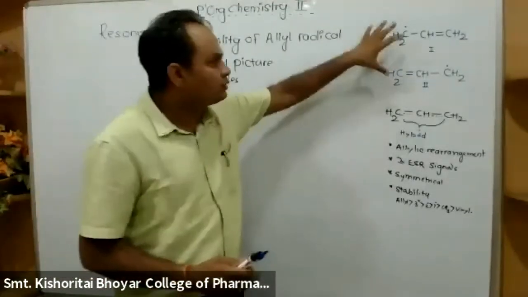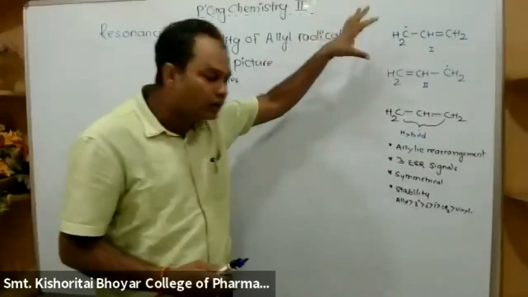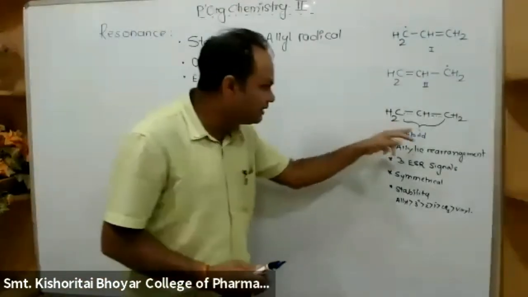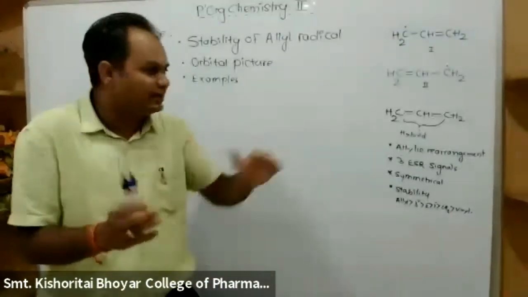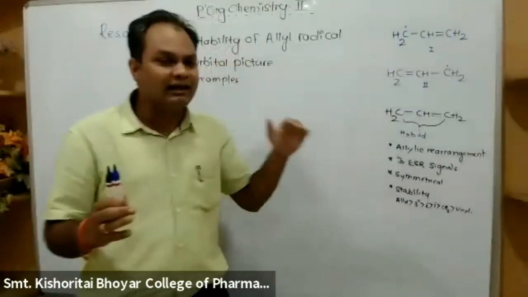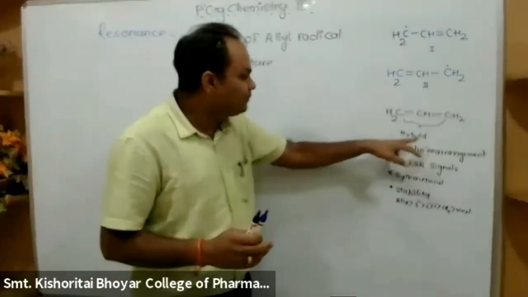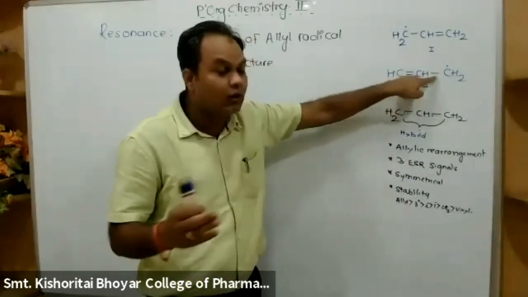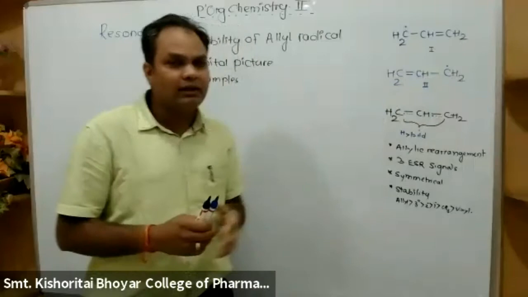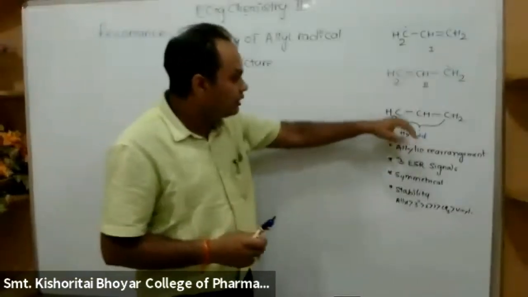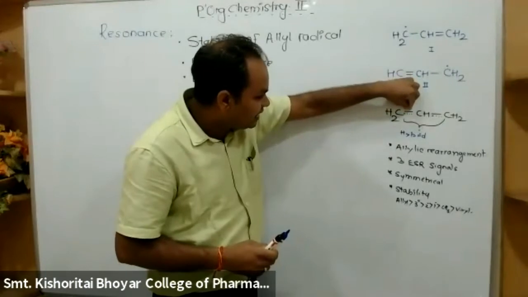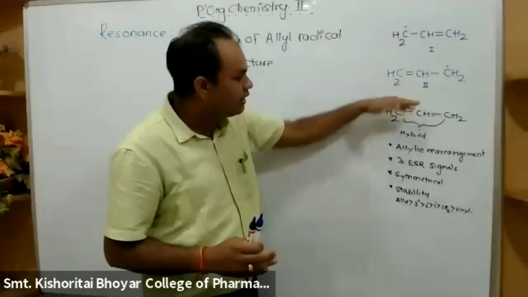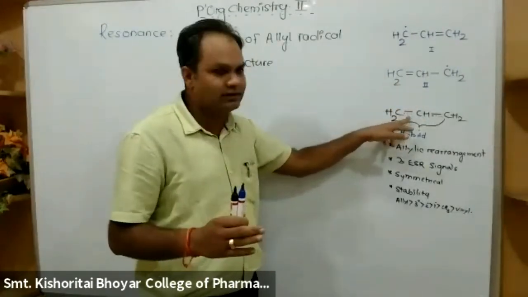These two resonating or contributing structures form one resonance hybrid, and that hybrid indicates the structure of the allyl radical. In a contributing structure you get a single and a double bond, but in the hybrid structure there is not a pure single and pure double bond; there is a half portion single bond and a half portion double bond. So it is called a one and a half bond.